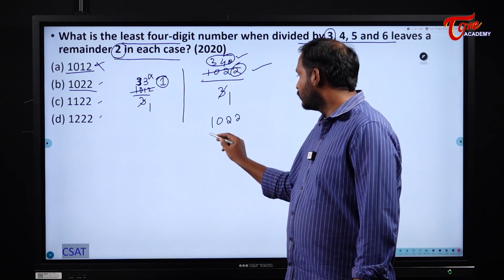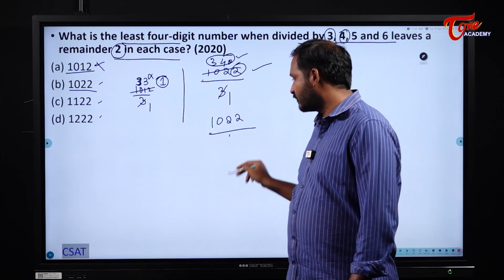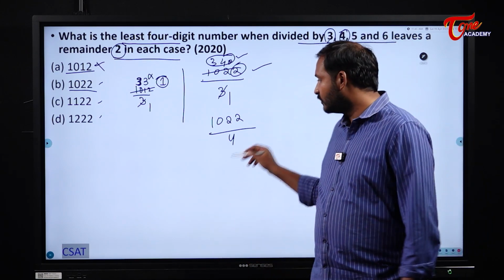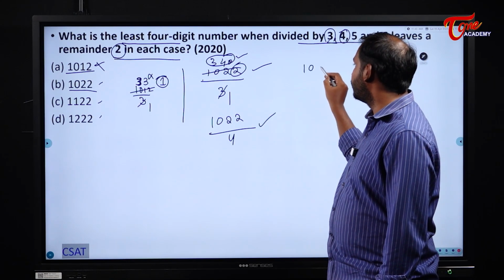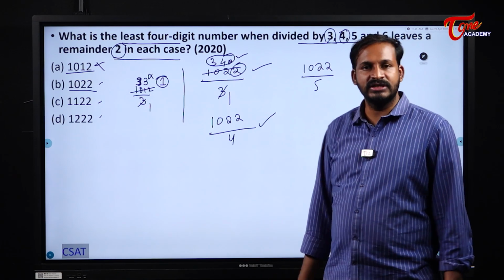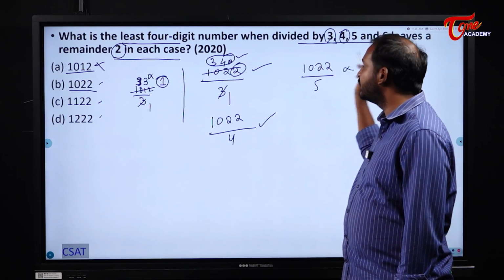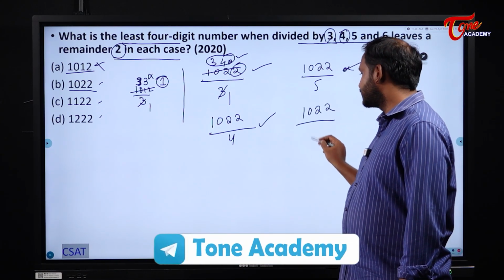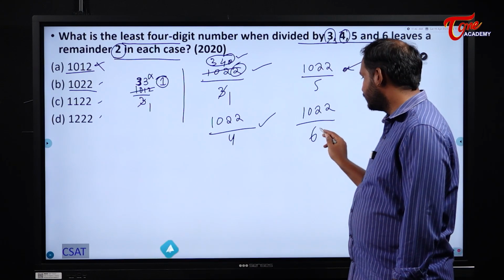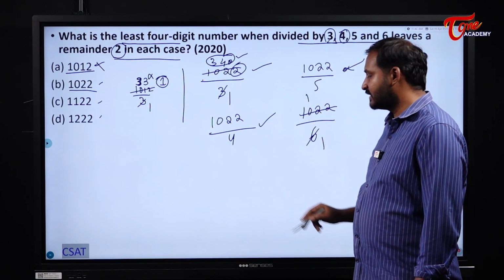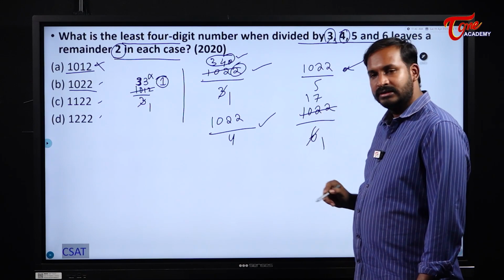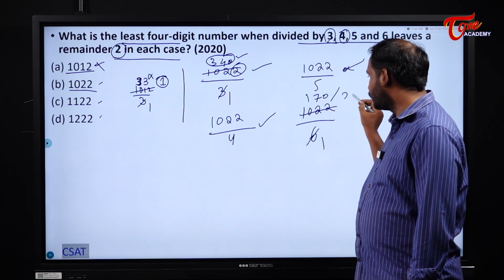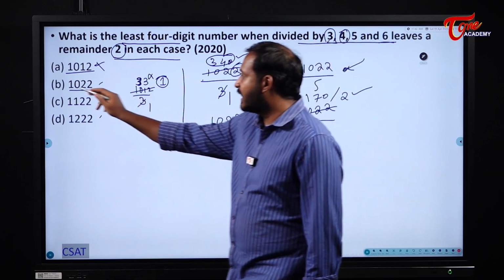Next, 1022 divided by 4. What is the divisibility rule of 4? The last 2 digits. So 22 by 4, what is the remainder? 2. This one is also satisfied. Next, 1022 by 5. We all know 1020 is divisible by 5, so this one is also satisfied. Next with 6, when I divide 1022 by 6, what is the remainder? 6 ones are 6, I am left with 4, 6 twos are 12, 0 times is 0, and the remainder is 2. So I can say my answer is 1022.